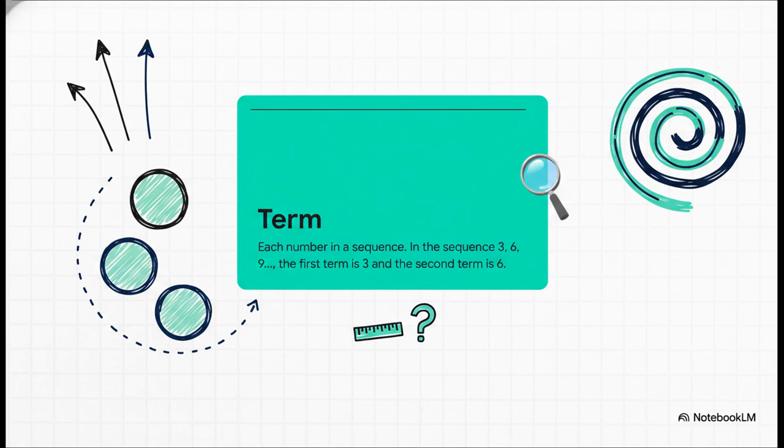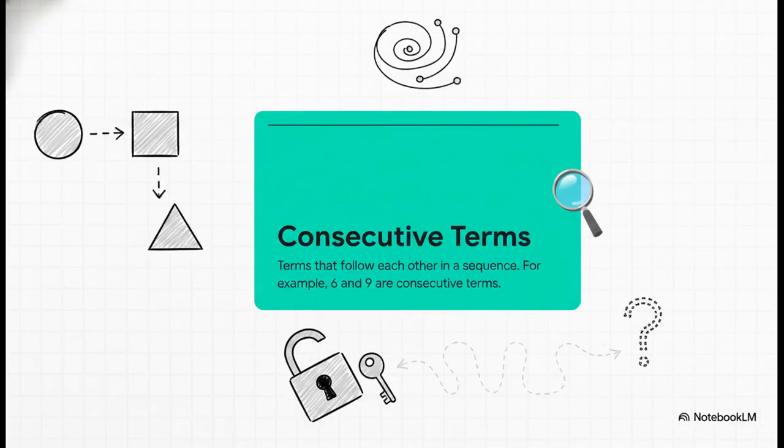Now, every single number inside one of these sequences has a name. We call it a term. So in our example, 3 is the first term, 6 is the second term, and you get the idea. It's just the lingo we use to talk about each piece of the code. And when you have terms that are right next to each other, like the 6 and the 9 here, we call them consecutive terms. And listen up, because this is important. Figuring out the relationship between those consecutive terms, that's how you crack the whole code.